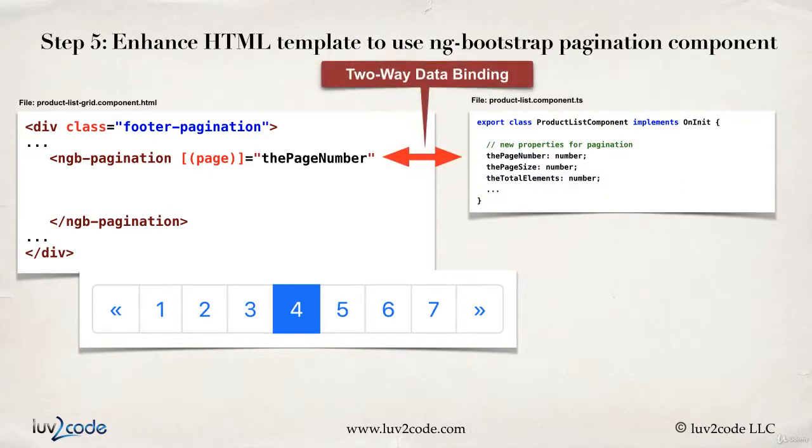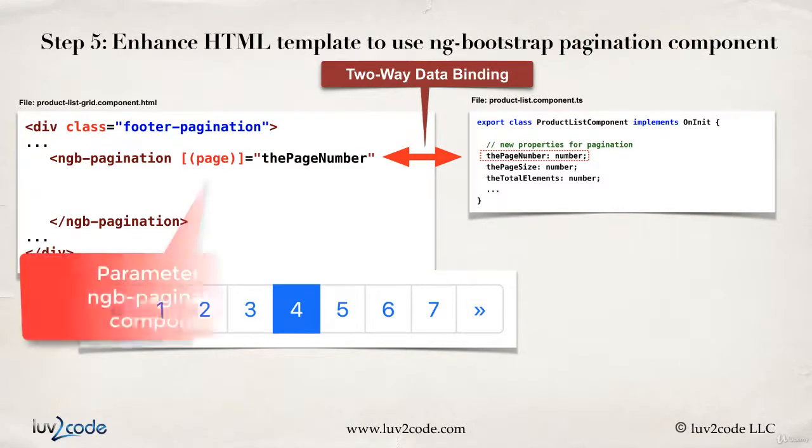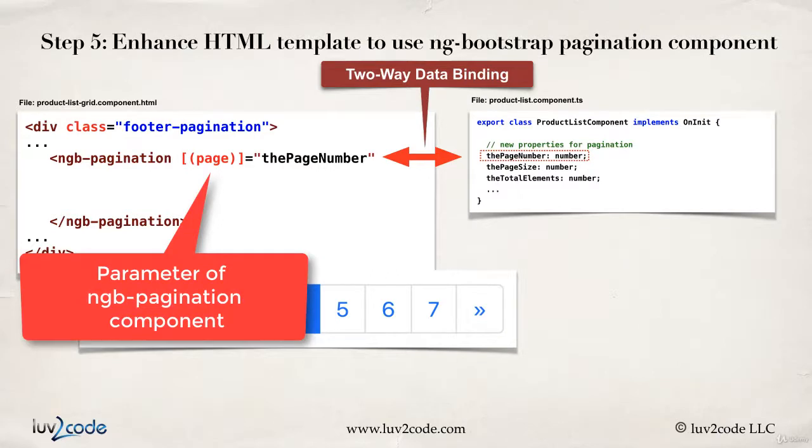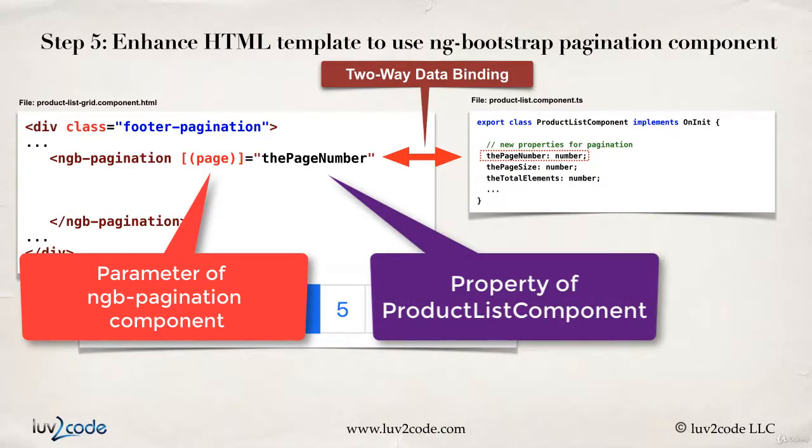So here we have the two-way data binding between the HTML template and the product list component. So on the left-hand side, we have page. That's a parameter of the ngb-pagination component. And then on the right-hand side, we have the page number. That's a property of the product list component.